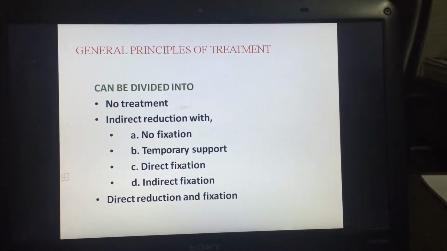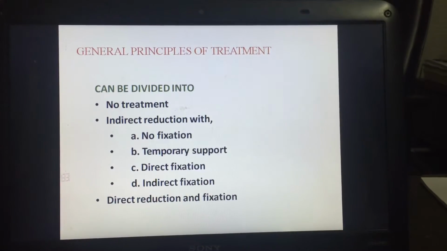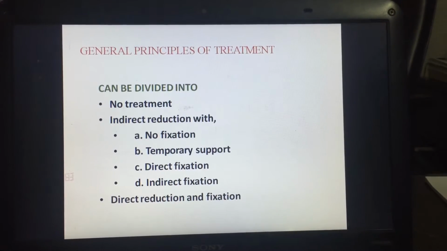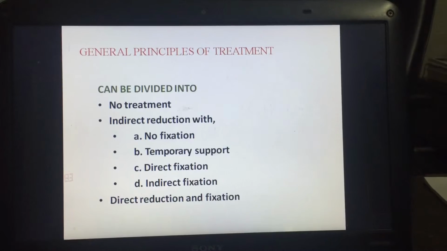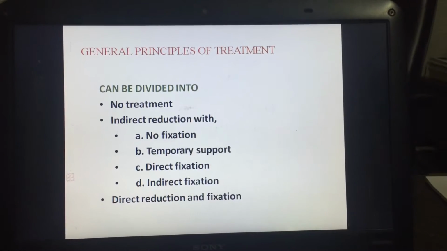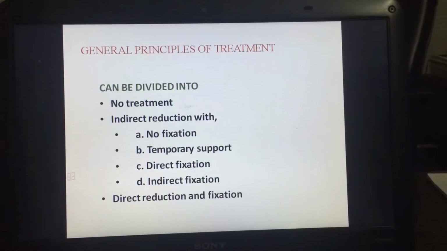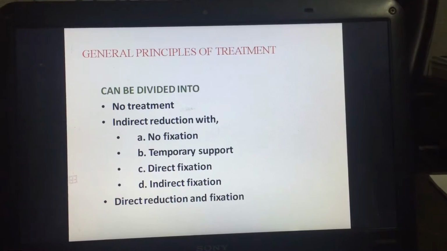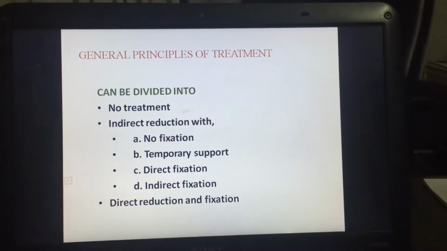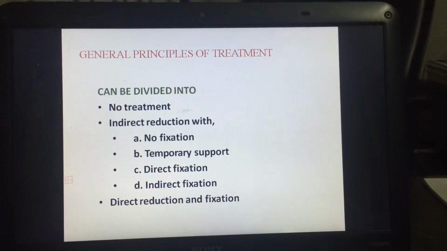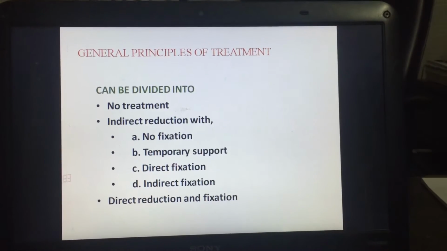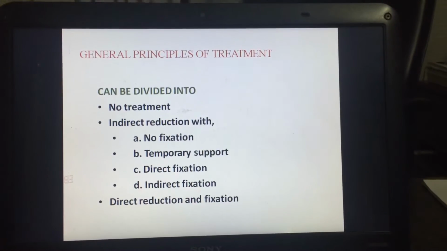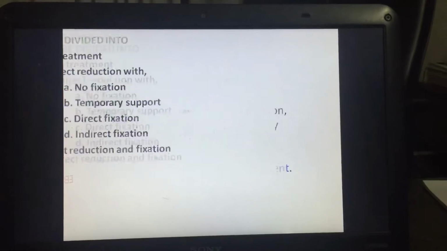General principles of treatment can be divided into no treatment, indirect reduction with no fixation, temporary support, direct fixation, and indirect fixation. Third is the direct reduction and fixation. The basic idea behind the various principles of treatment relies upon the degree of manipulation that is required for zygomatic complex fracture cases.